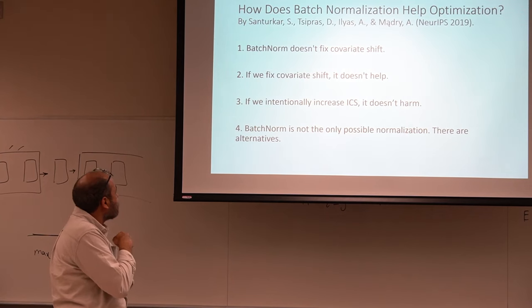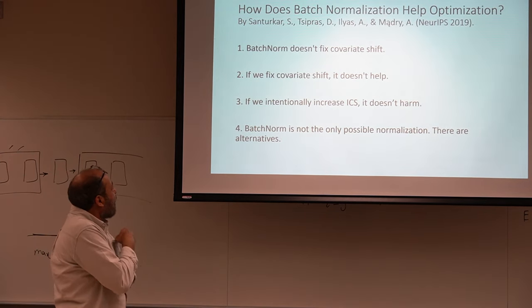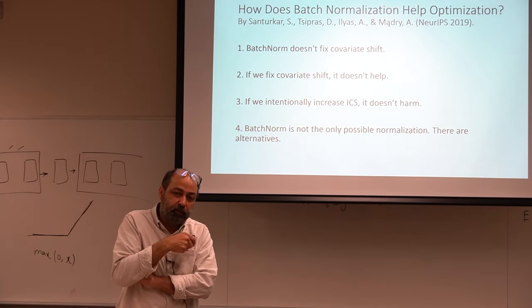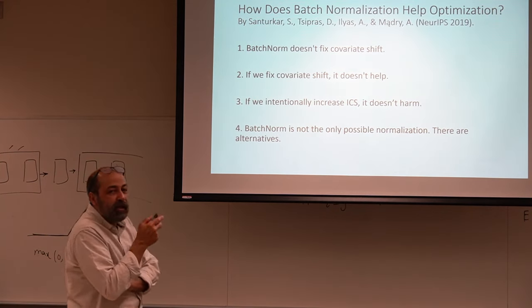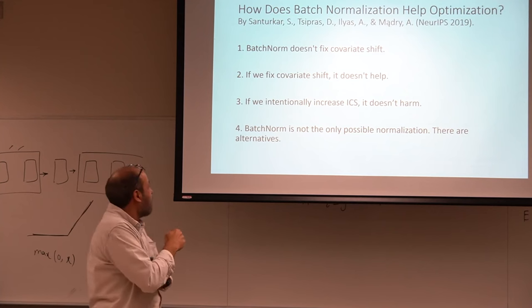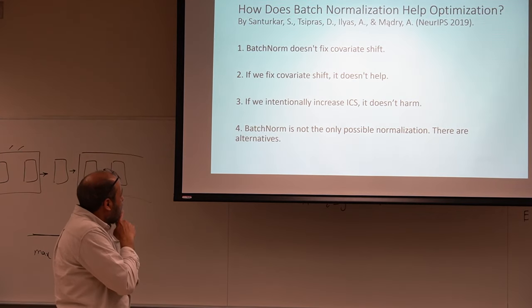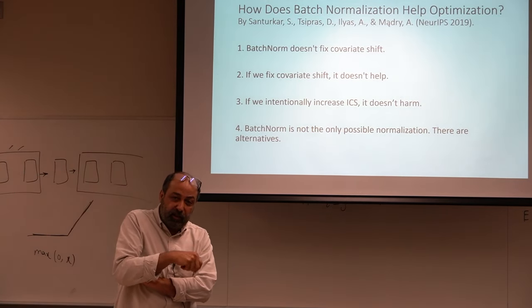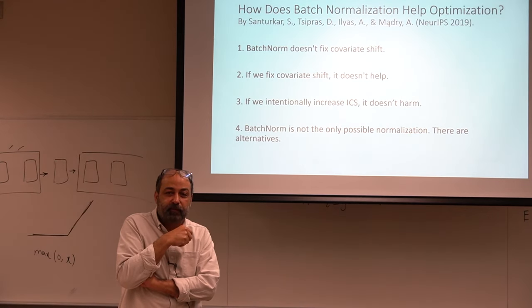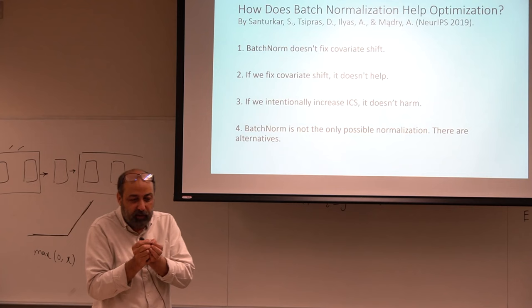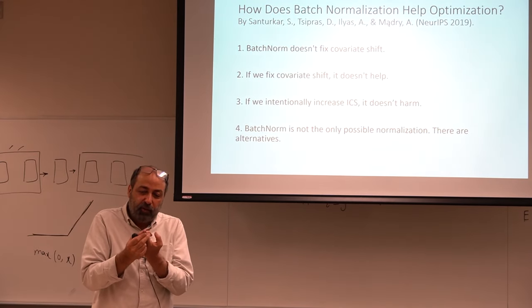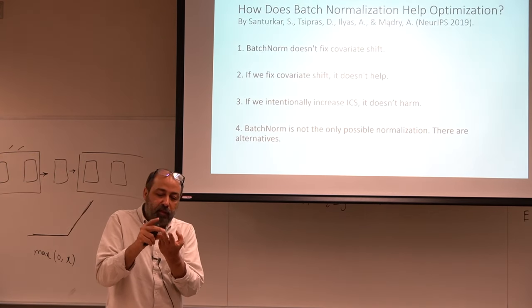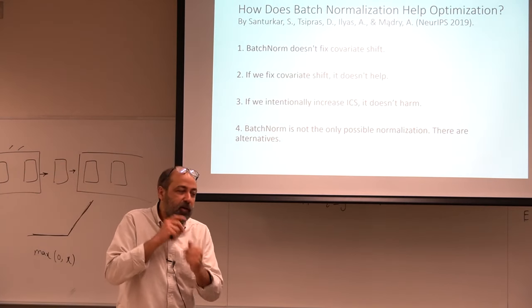Okay? Second. Let's fix covariate shift in a different way. If you fix covariate shift, it doesn't help. The third one. If I intentionally increase internal covariate shift, it doesn't harm. So pretty interesting, you know, it breaks all of our intuition. Batch norm doesn't fix covariate shift. If you fix covariate shift, it doesn't help. If you increase covariate shift, it doesn't harm.